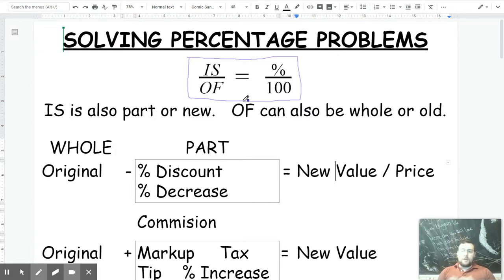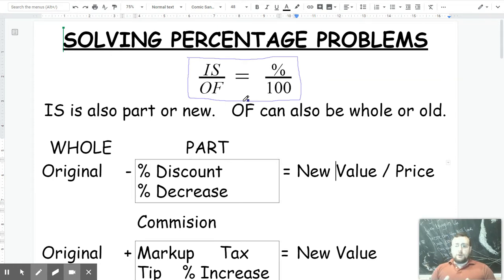A lot of percentage problems will have the words is, of, and percentage in them. Like, for example, when you say 90 is what percentage of 80? Or 80% of 30 is what? Right? So these kinds of problems, you can actually hear the words is, of, and percentage in them.